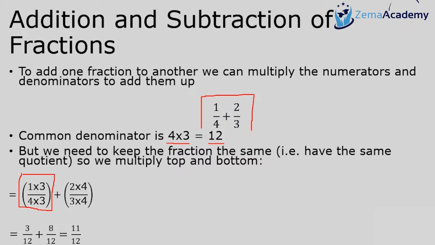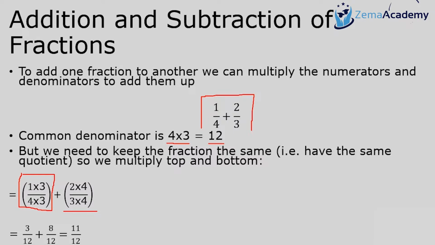In this case, I want to multiply 4 by 3 so that I have a common denominator, 12. But to keep that fraction the same, I have to multiply the top by the same number. So I've got 1 times 3 divided by 4 times 3. Then I'm going to do the same for 2/3 here. But this time, I'm going to multiply both top and bottom by 4, the denominator of the other fraction. That means I end up with 2 new fractions, but they do, believe me, have the same information in them.